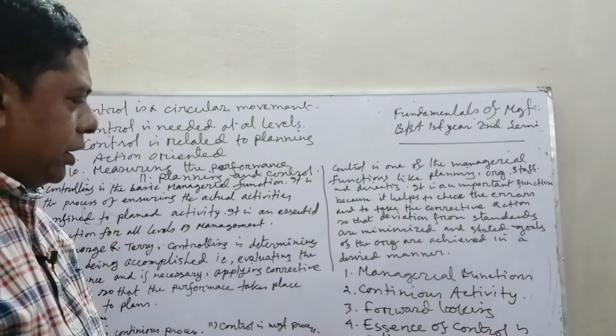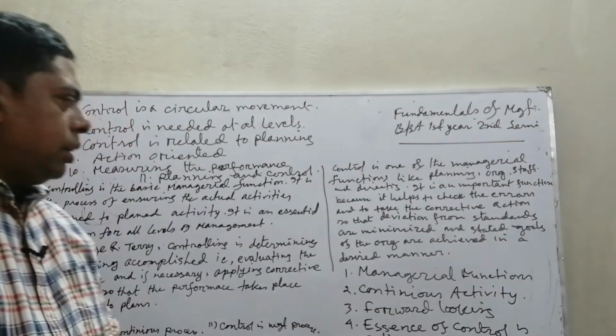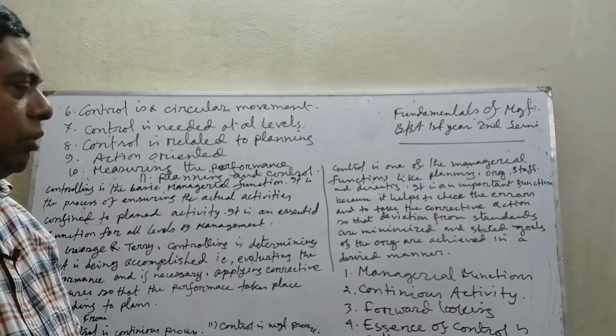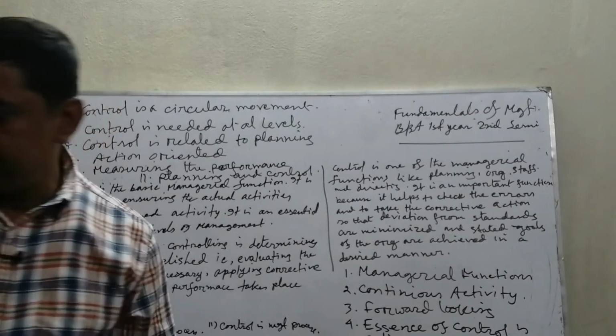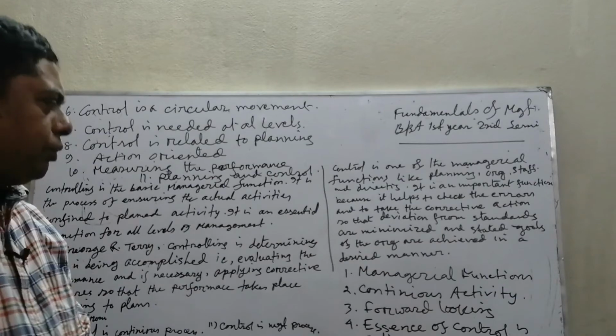And the second characteristic is continuous activity. Control is important to the development of organizational activities and the achievement of goals. Control is a regular exercise. It is not an activity in isolation. So control is performed according to plan at all times. Control has to be exercised at all levels of management.